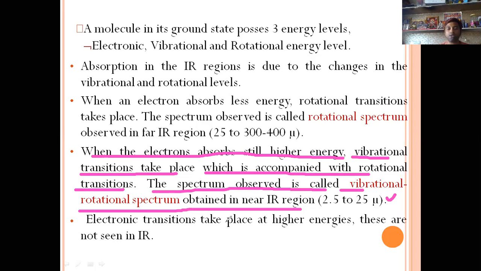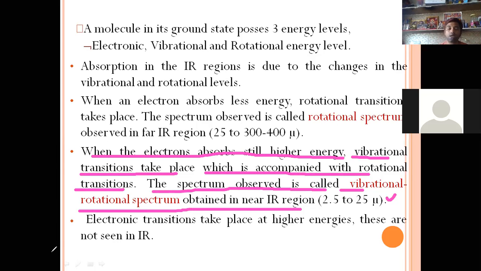Electronic transitions take place at higher energies, in the UV visible region. In that case, there will be electronic transitions. But if they absorb less energy in the IR region, there will be a vibrational rotational spectrum. The spectrum observed is the vibrational rotational spectrum, and the transitions are vibrational rotational transitions.